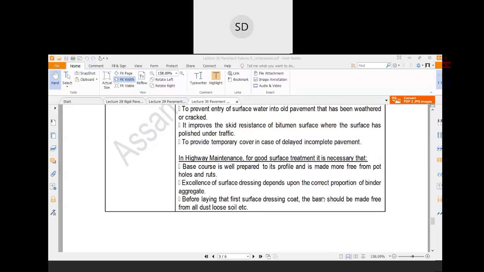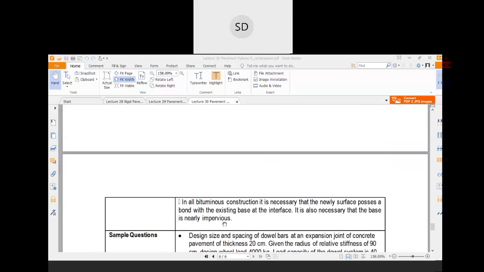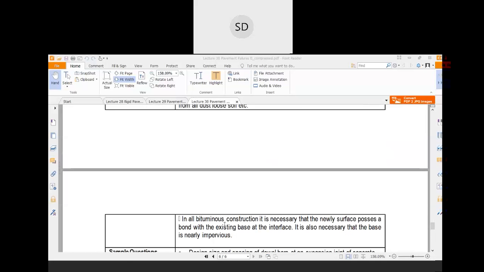Before laying the first surface dressing coat, the base should be made free from all dust and loose soil. Occasionally you have seen that whenever surface dressing or pavement maintenance has been done, the top portion of the pavement is cleaned using brooms and other machinery to make it clean, so that another layer could be formed over it. If there is enough dust and other particles, proper bonding would not be there between the old layer and the new one. In all bituminous construction, it is necessary that the new surface forms a bond with the existing base at the interface, and for that in some cases prime coats or tack coats are used to make proper bonding.